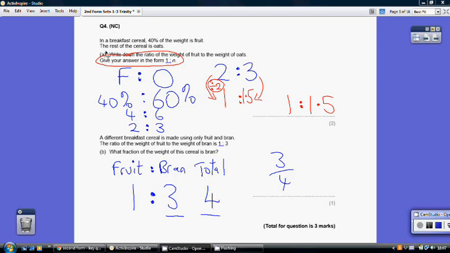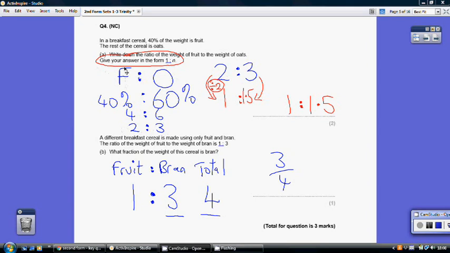Question 4, part A. So we're told that a breakfast cereal has 40% fruit and the rest of the cereal is oats. So it's 40% fruit and 60% oats, because obviously the two percentages have to add up to 100%. Now we need to simplify this ratio. So 40 to 60, divide both by 10, we get 4 to 6. And then halve both of these, we get the ratio 2 to 3. So in normal circumstances, that would be the ratio that we give. Fruit to oats is 2 to 3.